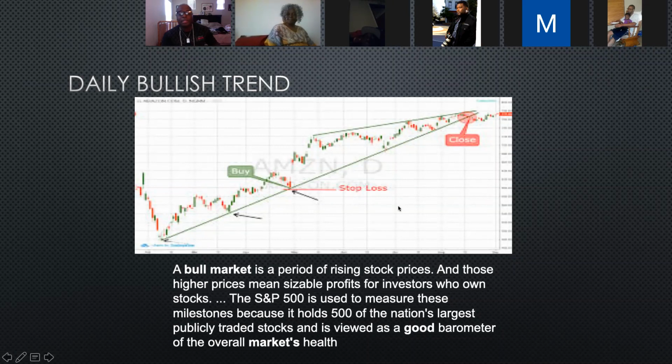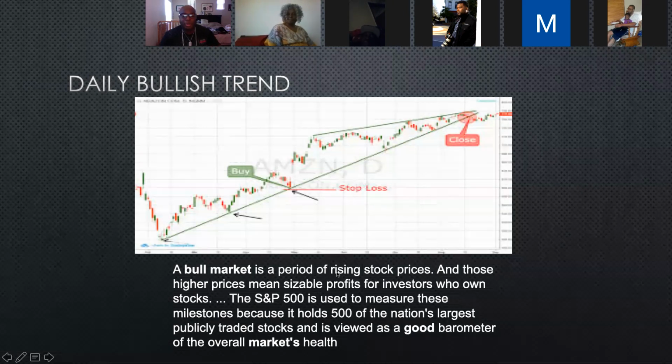All right, so that's something that you want to look at. So a bull market is a period of rising stock prices. So basically what we see here is a period of rising stock prices. It's going to rise occasionally until it actually pulls back and stops you out, or until it hits that wall and then drops back down again into a sell pattern.